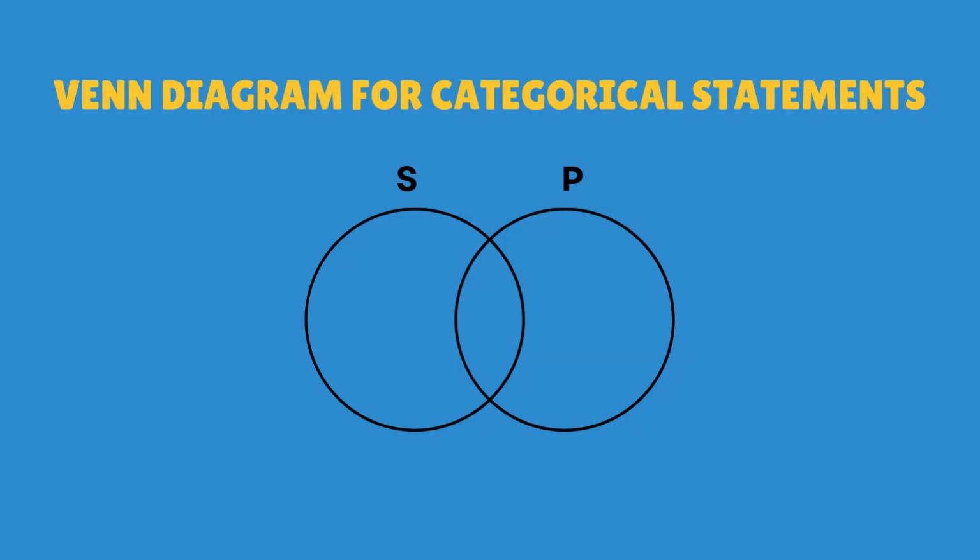For a Venn diagram of a categorical statement, we want to use two interlocking circles, where one circle stands for the category of things denoted by the subject term, and the other circle stands for the category of things denoted by the predicate term. So, everything that goes in the space of the S circle that does not overlap with the P circle are things that are only S. And everything that goes in the space of the P circle that does not overlap with the S circle are things that are only P. Furthermore, everything that goes in the overlapping space are things that are both S and P.